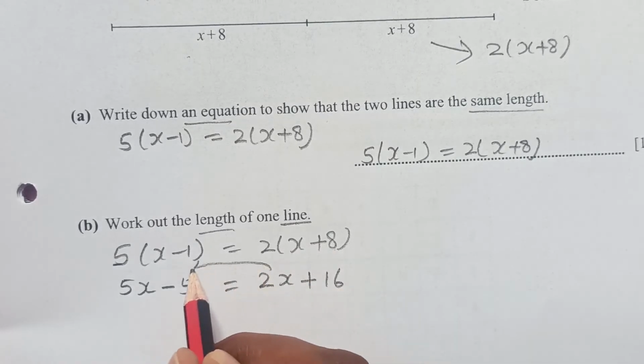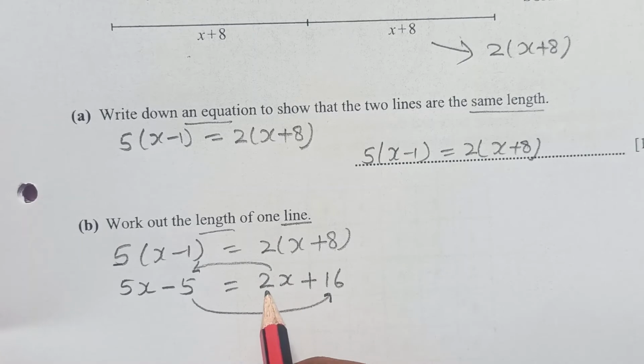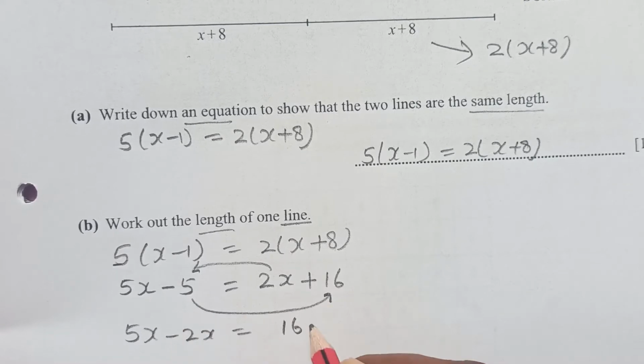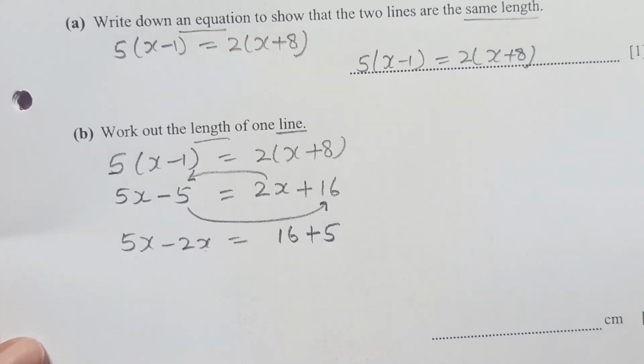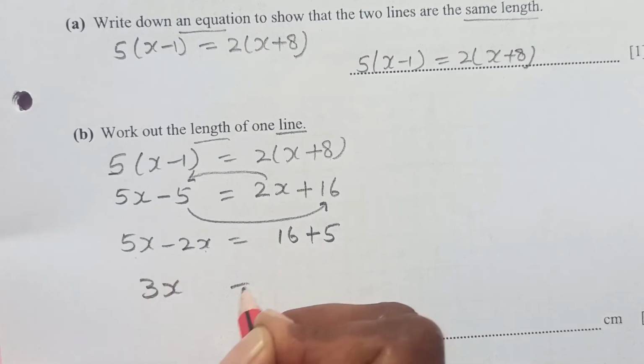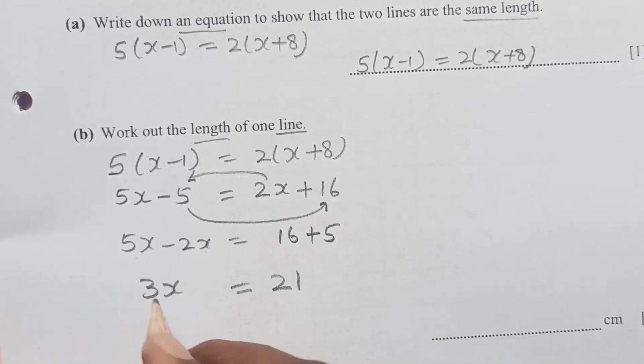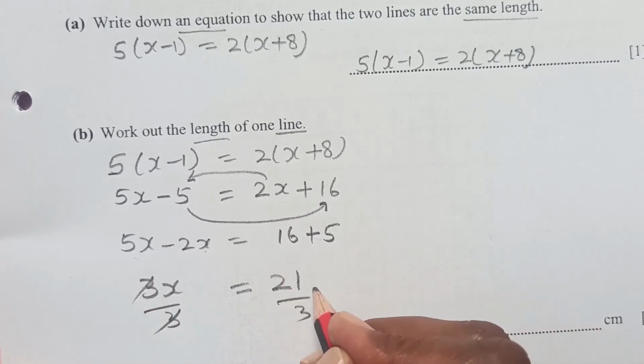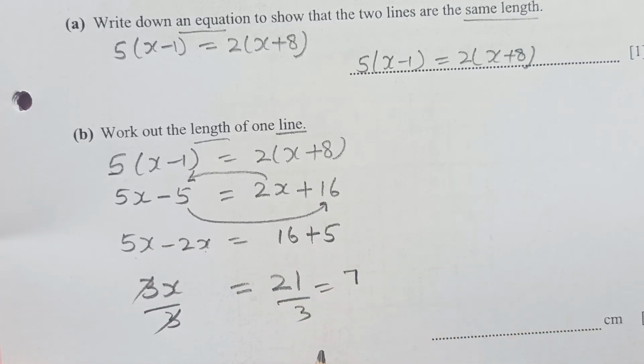So now shift 2x to the other side, 5x minus 2x equals 16. The 5 this side will become positive. 5 minus 2, it is 3x equals 21. Divide by 3, divide by 3. This is gone. So this is 7. So now this 7 is the value of x.